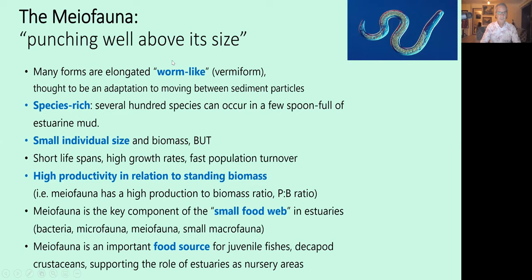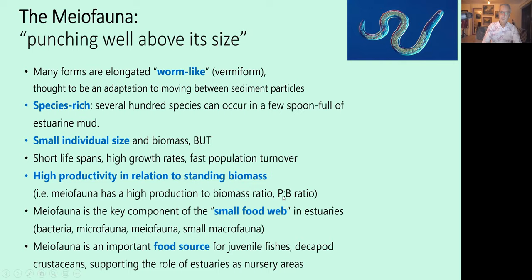And here's the most important thing, and this is how we wrap that lecture up in terms of energetics. They are small. They are very small. So each individual is light. It has a small biomass. But they don't live for very long, so they grow like crazy and the population turns over. That means they have to eat a lot. They need a lot of energy. So how we express this is they have a high production rate, productivity rate, in relation to their weight, to biomass. And it's called a production to biomass, P/B, ratio.